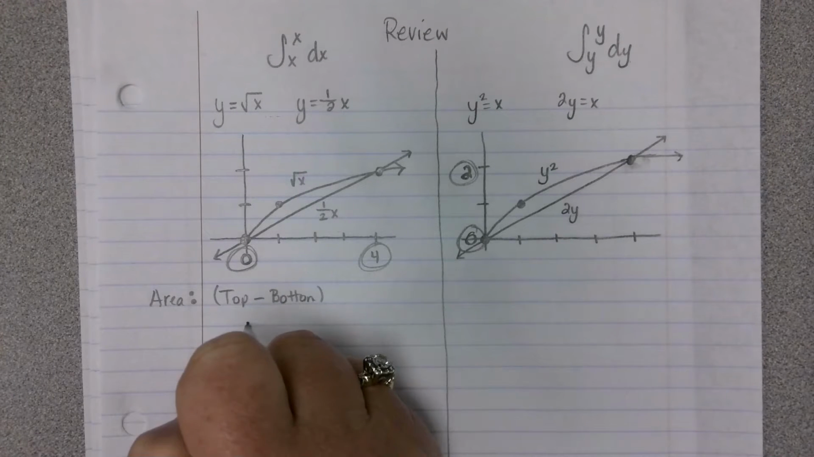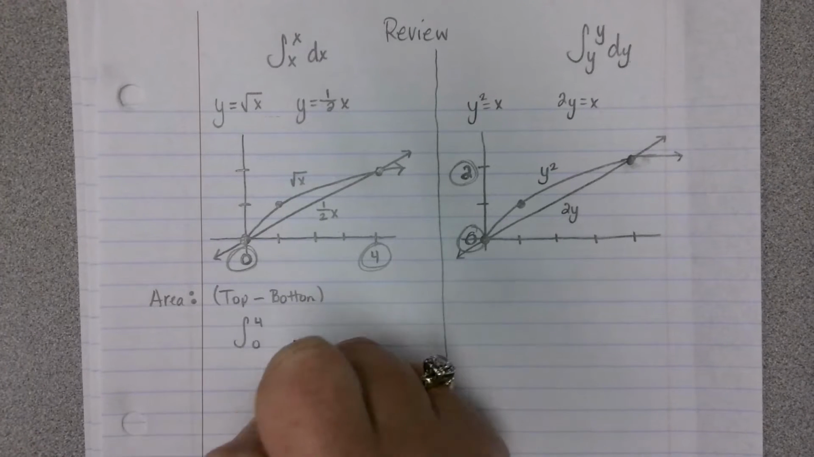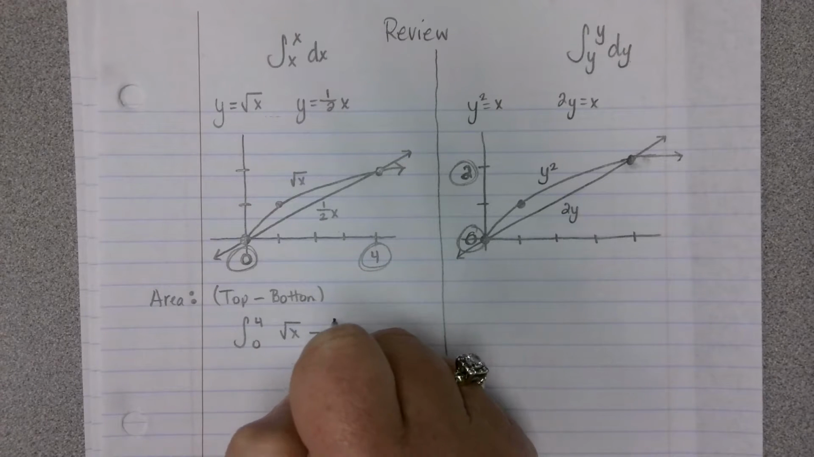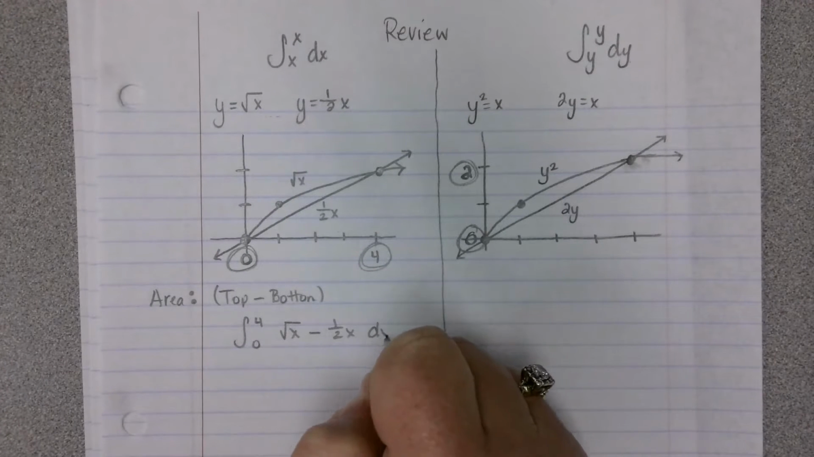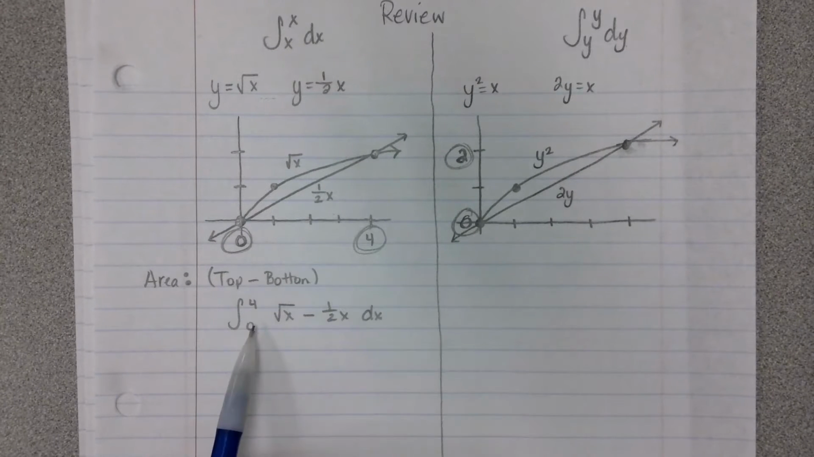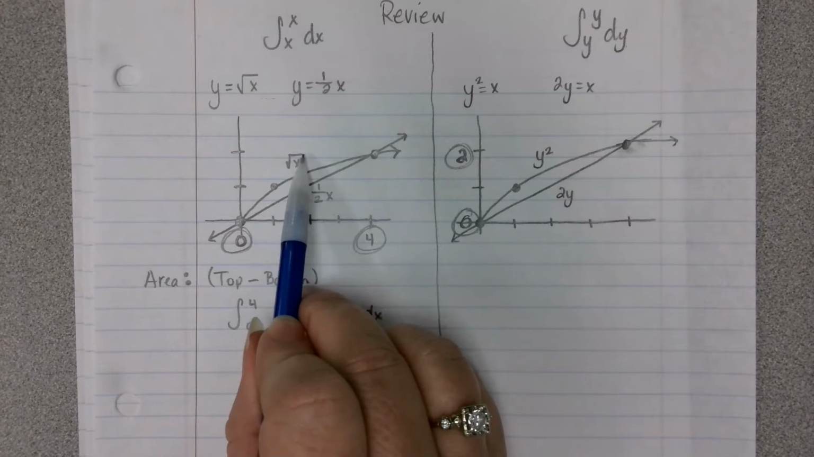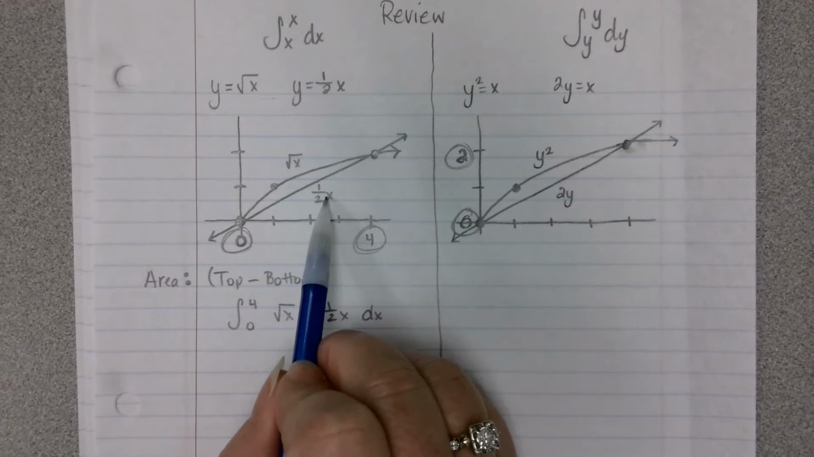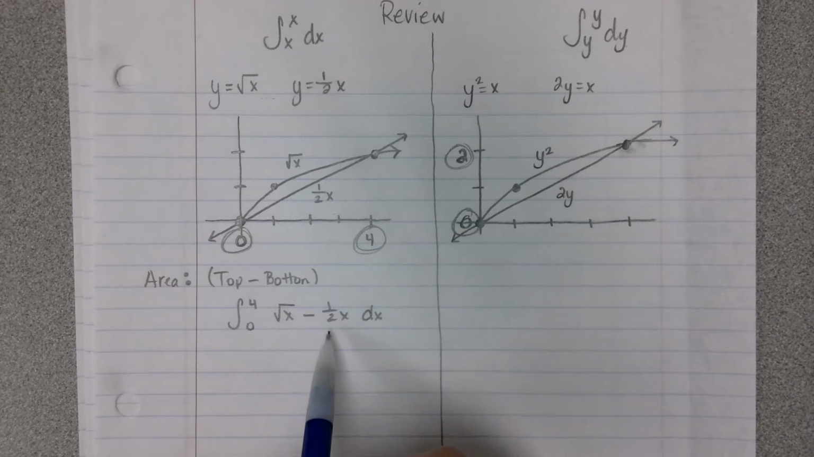So in this case, it'll be the integral from 0 to 4 of our top equation minus our bottom equation, dx. Now we went from 0 to 4 because those are the x values. The top equation was the square root of x. The bottom equation was the 1/2 x. And so you put it into your equation.